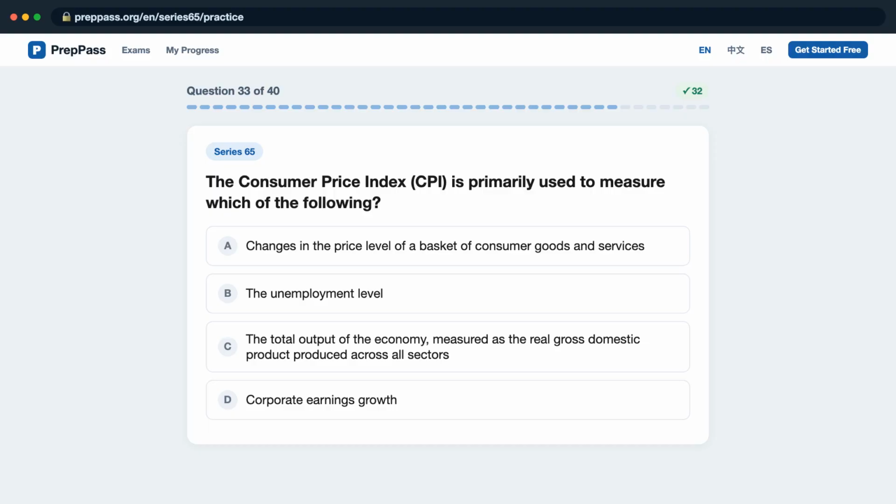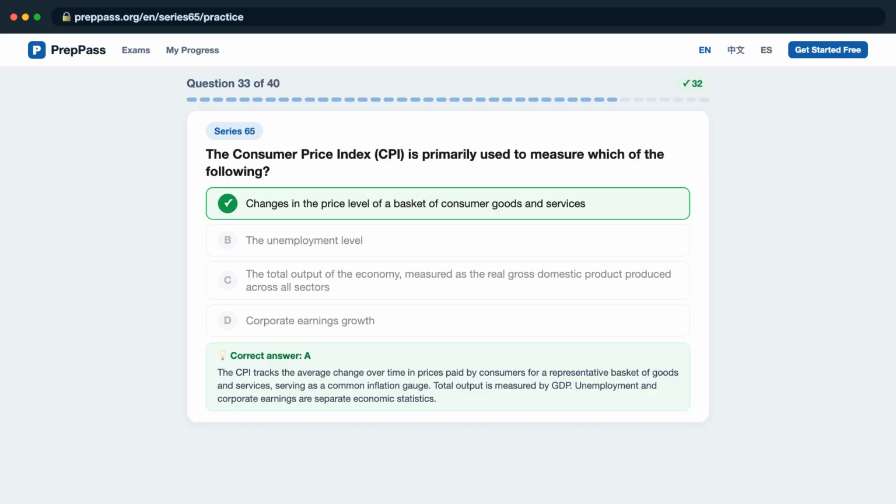Question 33. The Consumer Price Index, CPI, is primarily used to measure which of the following? Is it A, changes in the price level of a basket of consumer goods and services? B, the unemployment level? C, the total output of the economy, measured as the real gross domestic product produced across all sectors? D, corporate earnings growth? The correct answer is A.